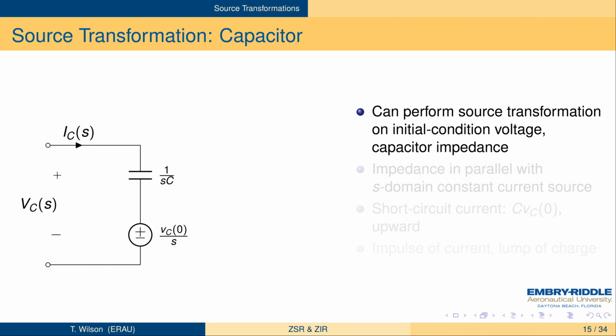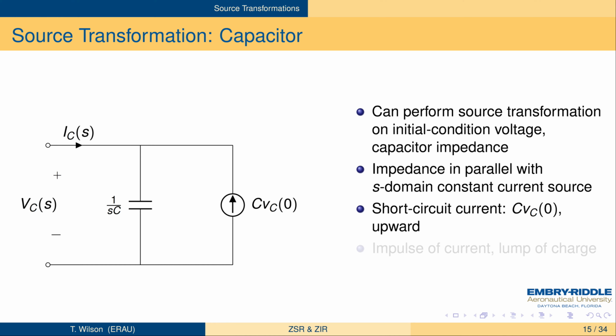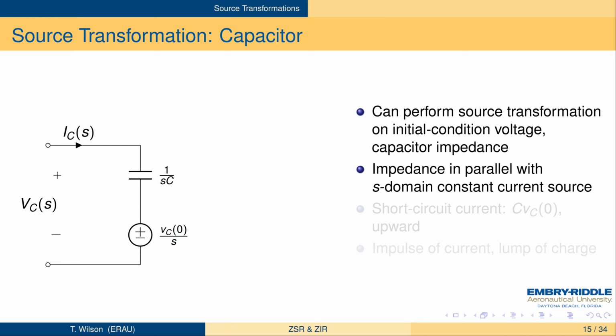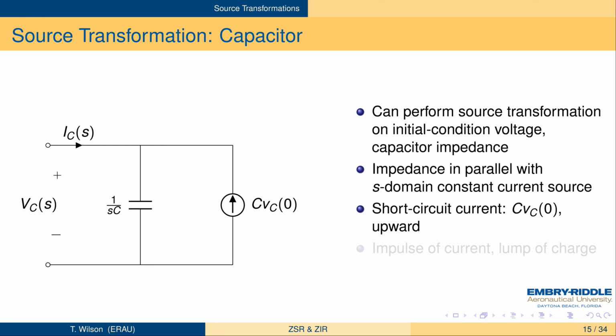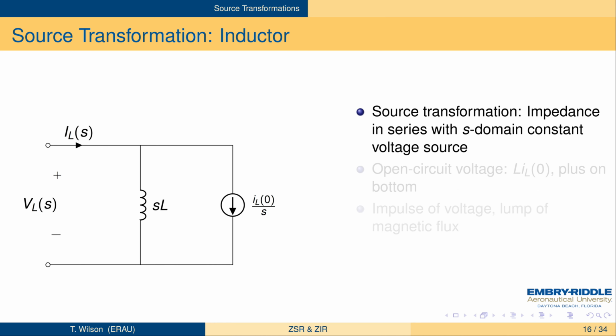Source transformations. We can take our series model for the capacitor in the S domain, of impedance 1 over Sc in series with a voltage source Vc of 0 over S, and turn them into a parallel impedance with a current source. The current source strength would be the short circuit current, which will be C Vc of 0, because you've taken Vc of 0 over S and divided it by 1 over Sc to give you C Vc of 0 in parallel with the impedance 1 over Sc. That's a constant in the S domain. We don't really know what constants in the S domain stand for in the time domain yet, although we've talked about it. Basically, they're impulses. So you have an impulse of current, which is a lump of charge corresponding to the initial voltage on the capacitor.